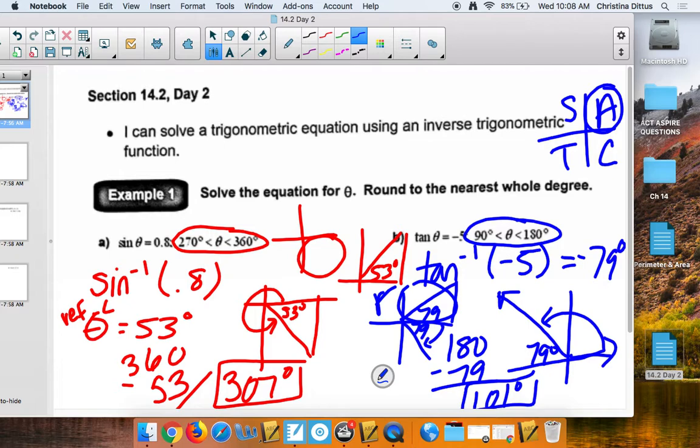Helpful hint, I don't know if you want to write this down, but we will never subtract from 90 or 270. It's always going to be 360 or 180. So whenever we subtract, it's always going to be from 360 or 180. We're not going to use 90 or 270.